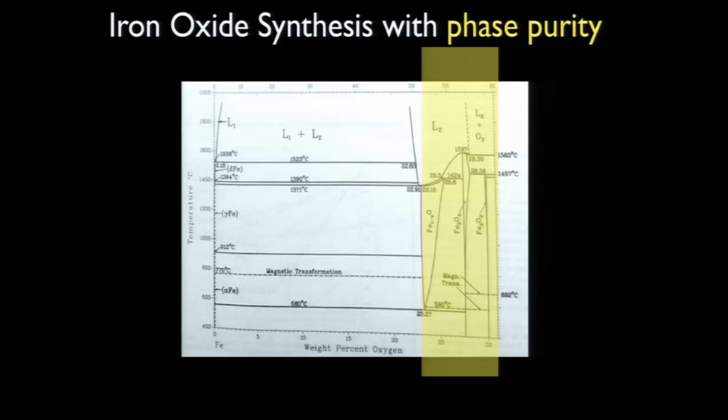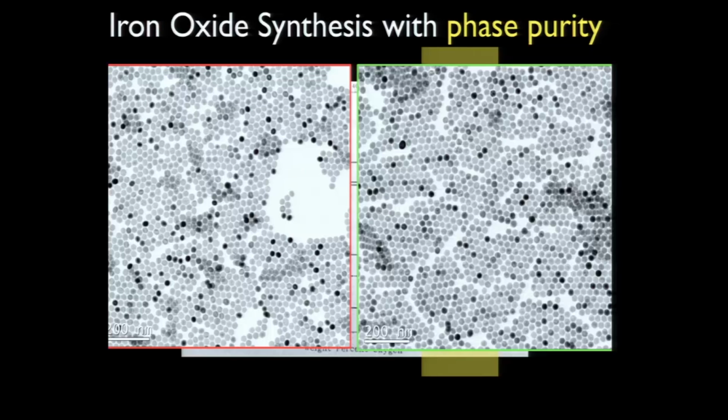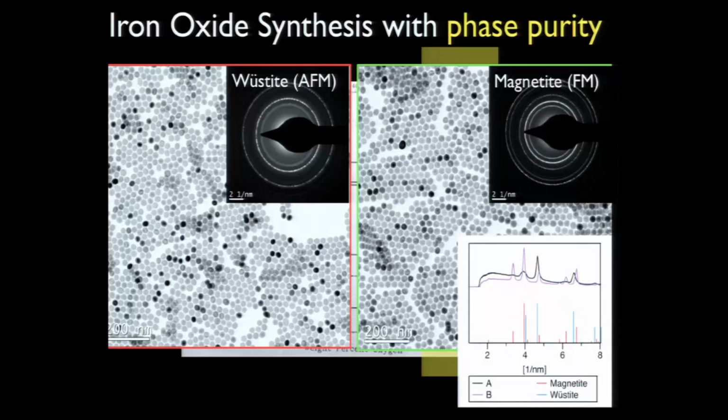And when we do those kinds of synthesis methods, you can get particles that look wonderful, or you can get particles that look the same, but are very, very different. For example, this particle turns out to be wustite, which is antiferromagnetic, and this particle is magnetite. You have particles that look so different, and then what you have to do is very rigorous characterization of the structural phases of these particles.